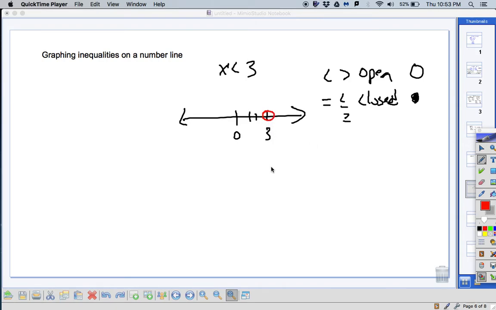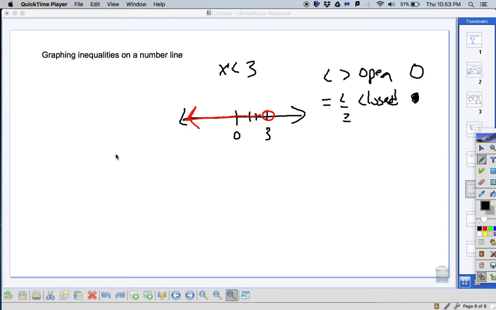Okay, and now I have to decide which way to shade. Generally, if you put the variable on the left side, then you can read it. So it says x is less than 3, so I want all the numbers that are less than 3. The smaller numbers, the less than numbers, are to the left. So we want all these numbers over here, and they go on to infinity, so don't forget your arrowhead. This is the graph of x is less than 3.